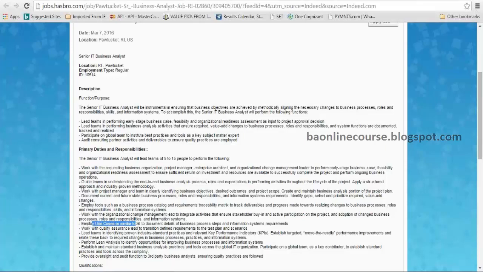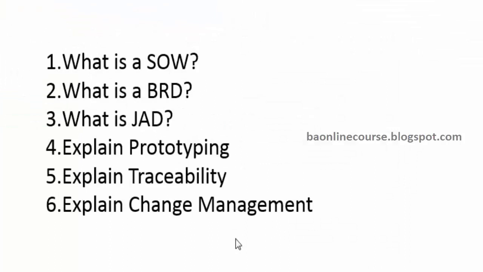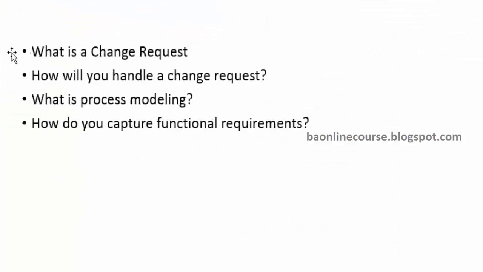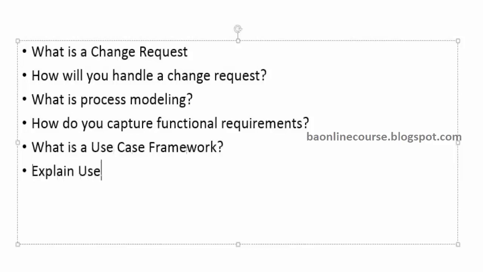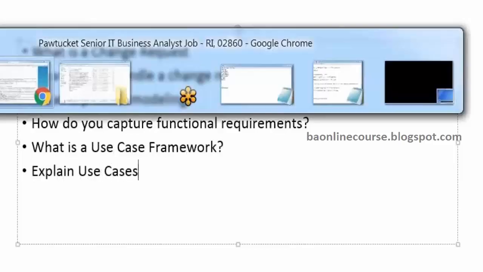Then employ use cases or similar tools to document the details of the business process and information requirements. So your future state, you'll have to convert into your use case diagram and then capture the detailed use case requirements. Are you familiar with the use case framework? I think you need to add those questions. How would you capture the functional requirements? What is a use case framework? And use cases. All these kinds of questions would come in.